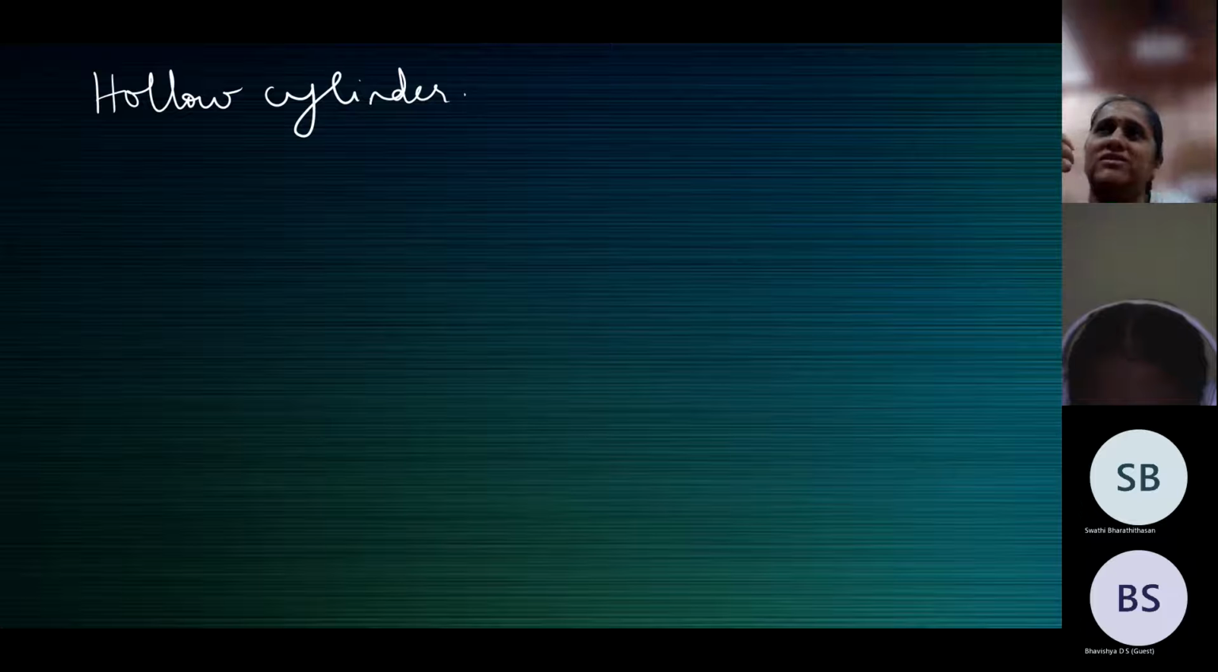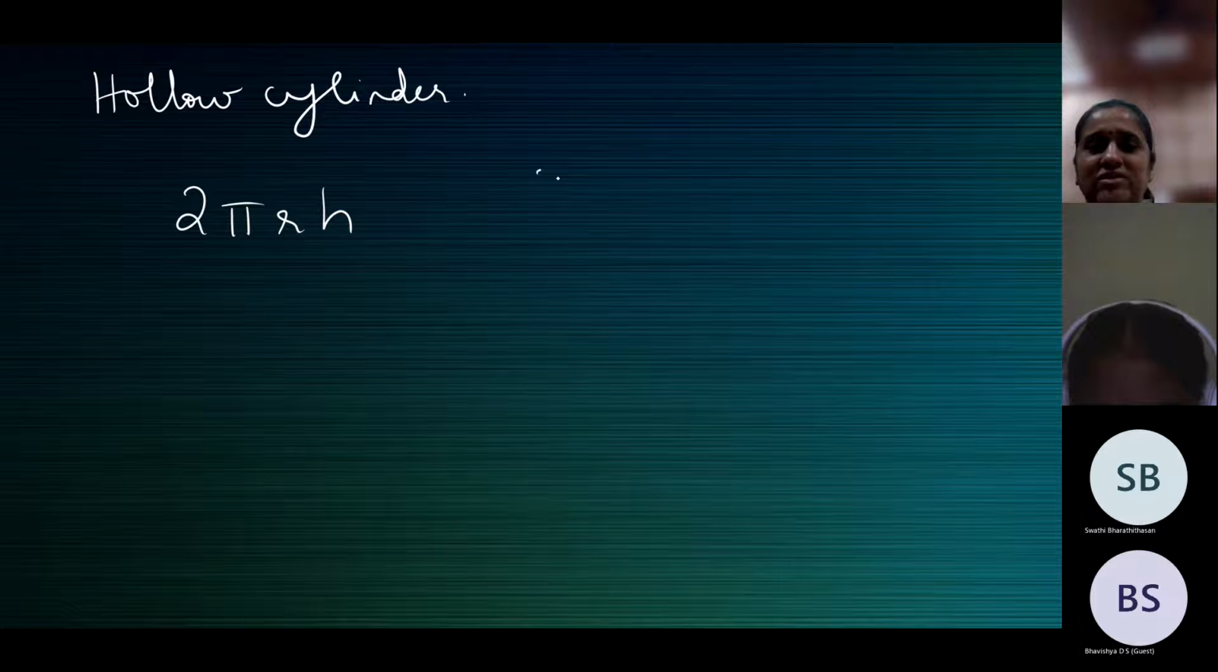So you paint the inner CSA, you paint the outer CSA. Done painting. So the inner CSA of that cylinder will be 2 pi RH. You know, this is the formula to find the CSA of a cylinder, the curved surface area of a cylinder. The outer CSA also will be 2 pi RH.